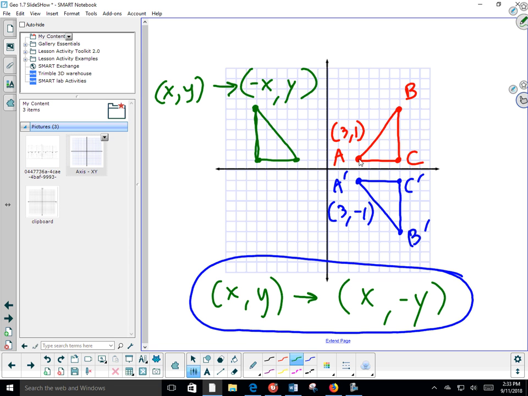Okay. Are we okay with this? I don't get why it's negative X. Well, let's think about that.